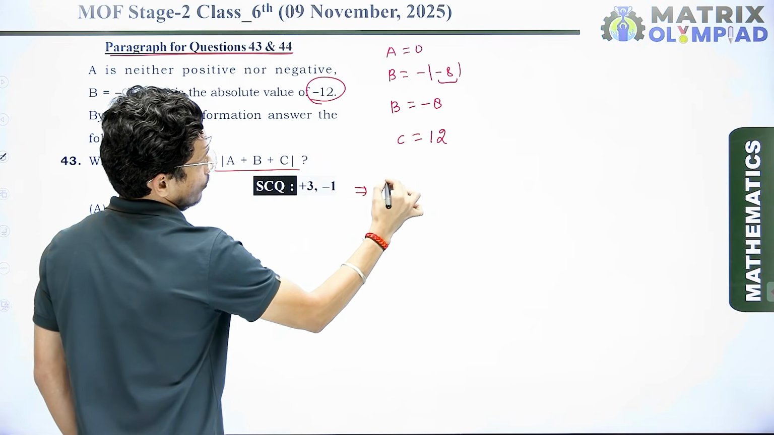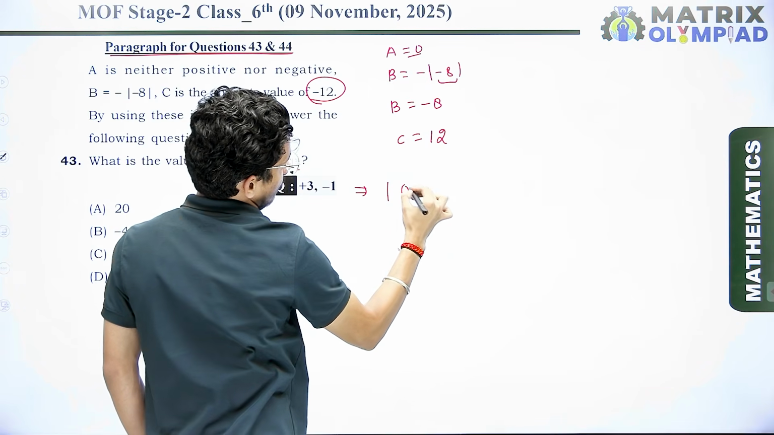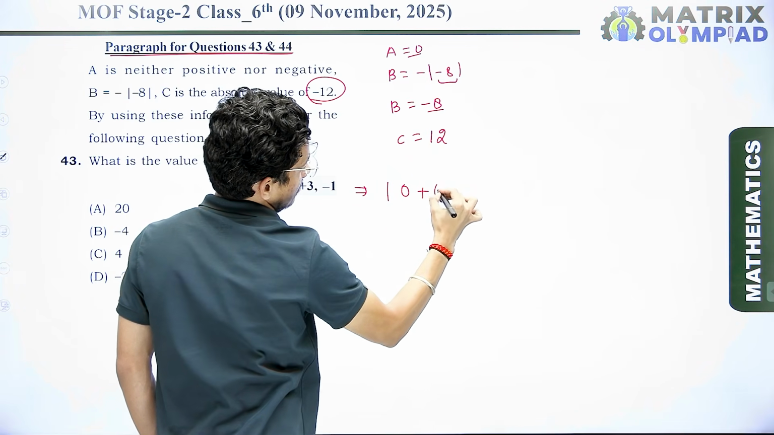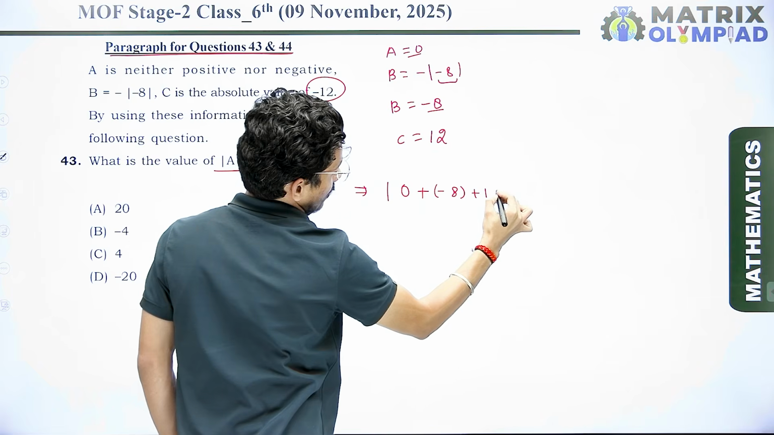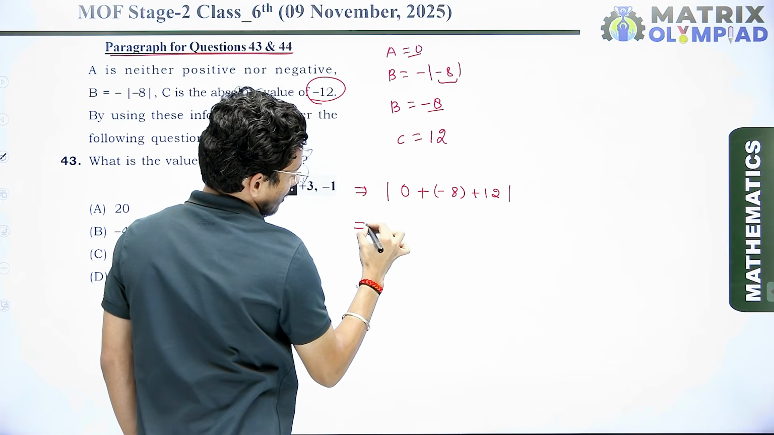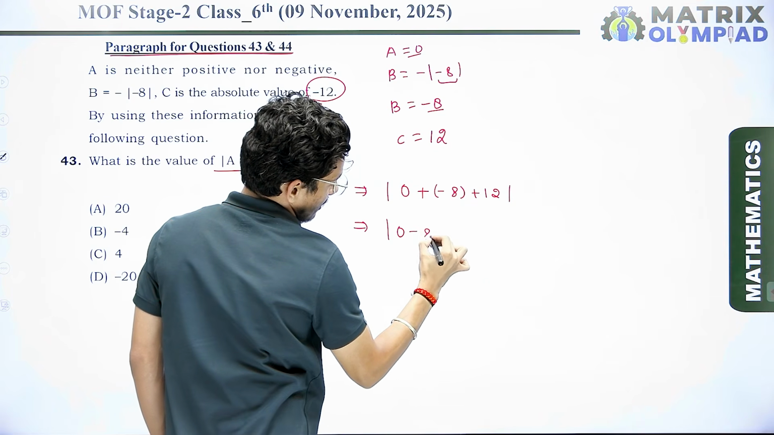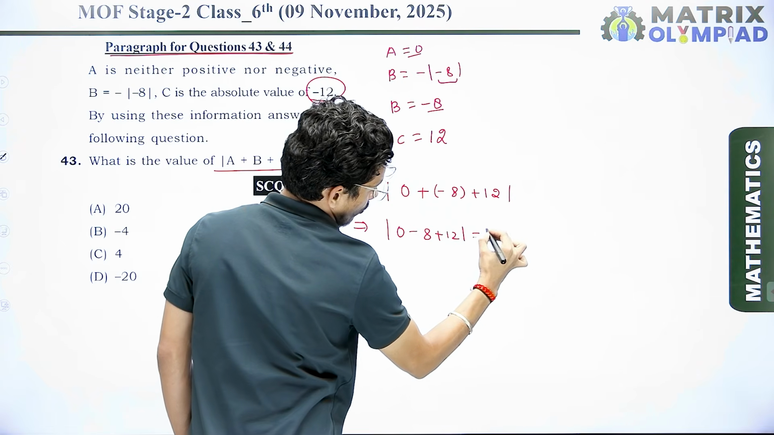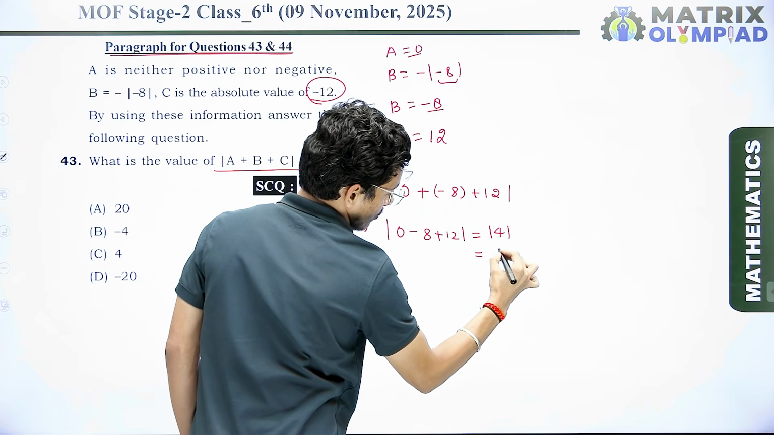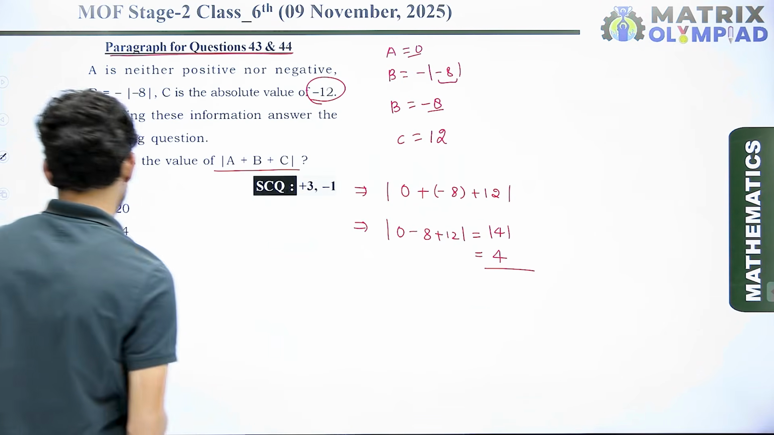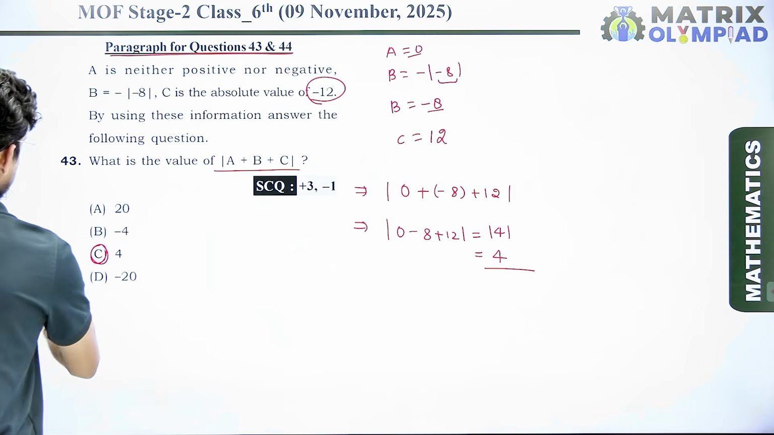So I can write here mode of, the value of A, here we get 0, the value of B, here we get minus 8, and the value of C, here we get 12. Okay, when we simplify it, 0 minus 8 plus 12, so we get mode of 4. The mode of 4, that is 4. It means option number C is the correct answer.